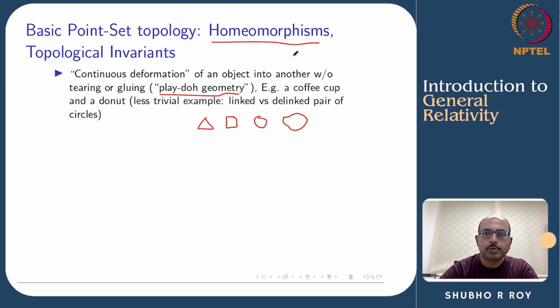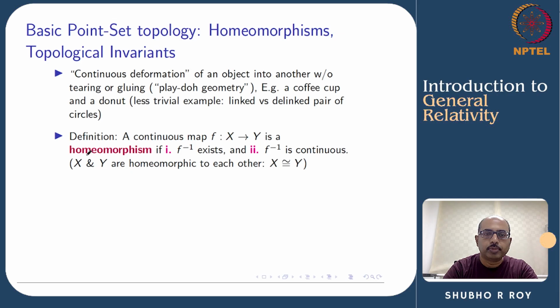All right, so homeomorphisms capture this notion of smoothly, continuously deforming from one shape to the other. That's why topology is called Play-Doh geometry. So let me give the formal definition. A continuous map f from a topological space X to another topological space Y is called a homeomorphism if two criteria are satisfied. One, that the inverse map exists; the inverse map is not guaranteed to exist, so we have to assume that the inverse map exists so that we can go back and forth. And second, not only f is continuous, but f inverse, the inverse map, is also continuous.